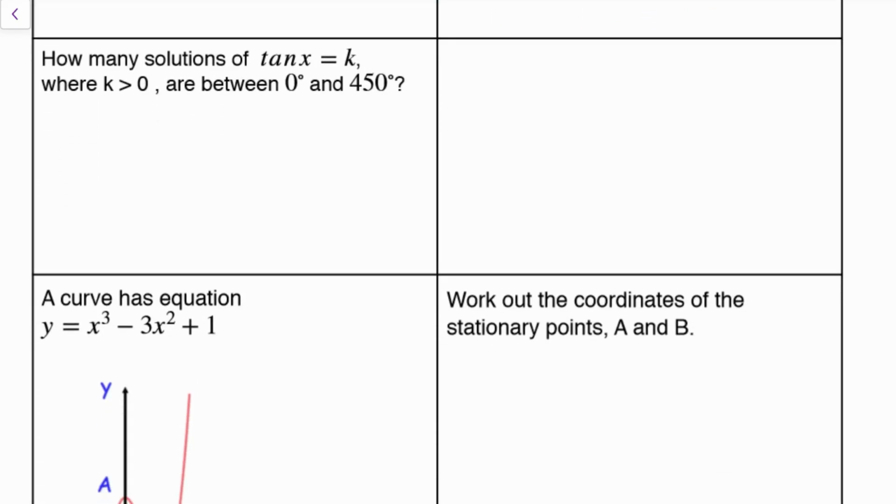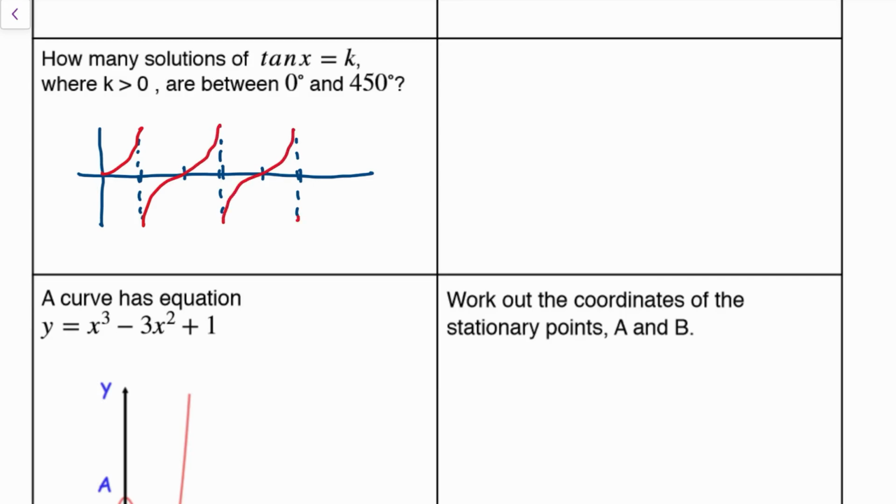How many solutions of tan x equals k, where k is greater than 0, are there between 0 and 450? This is why I prefer drawing diagrams and not the CAST diagram, but of course that's up to you. I'm going to mark it every 90 degrees. So 450 divided by 90 is 5. So there's going to be 1, 2, 3, 4, 5 blocks of 90. If I draw those in, my asymptotes are here, which means my graph looks something like this. Comes down and goes up, and then it just repeats and keeps repeating. Actually, that's it. Stop there.